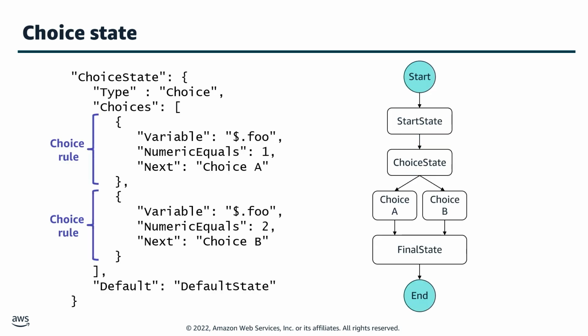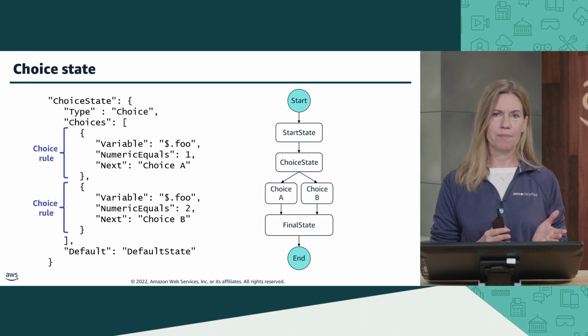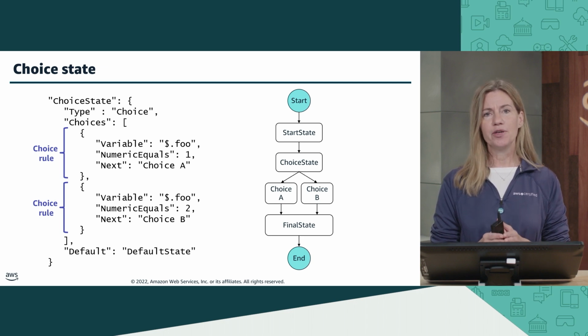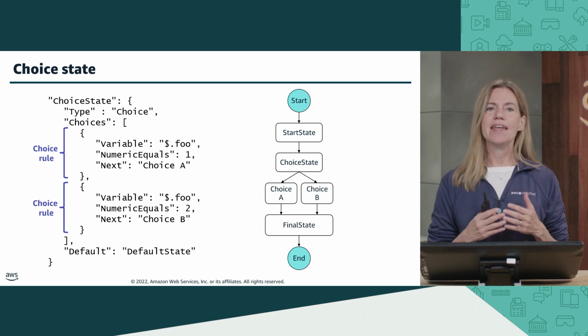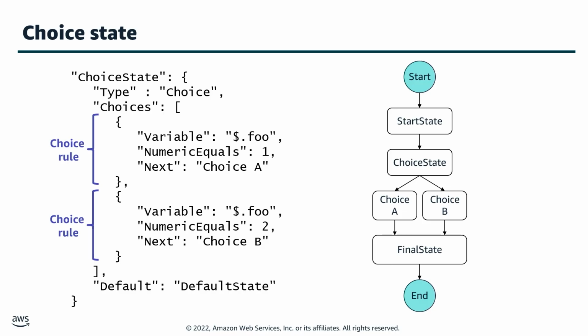A choice state adds branching logic to a state machine. A choice state must have a choices field whose value is a non-empty array. Each element in the array is an object called a choice rule. A choice rule contains the comparison field and the next field. The comparison field consists of two fields that specify an input variable to be compared, the type of comparison, and the value to compare the variable to. The next field contains a value that must match a state name in the state machine. In the example on the slide, the first choice rule checks whether the numerical value is equal to 1. The second choice rule checks whether the numerical value is equal to 2.